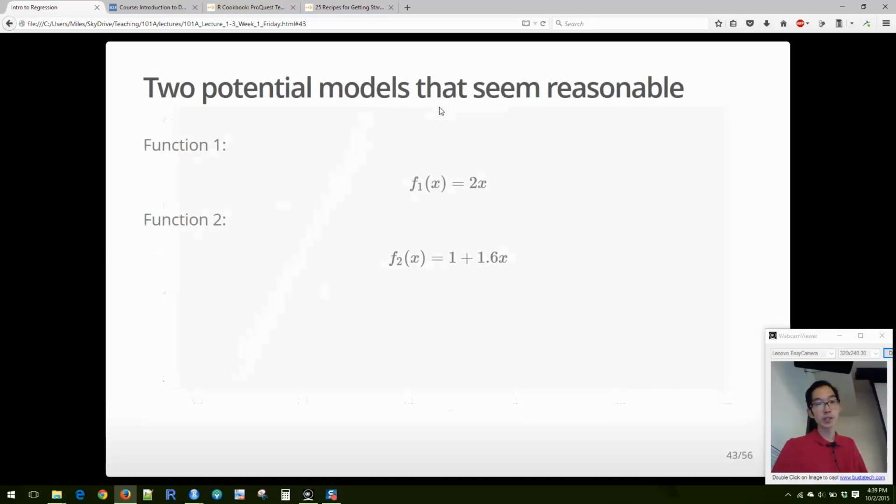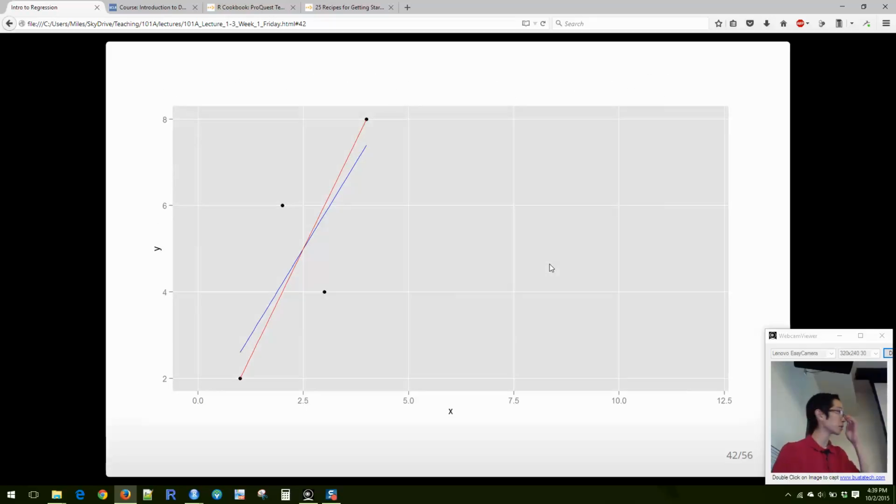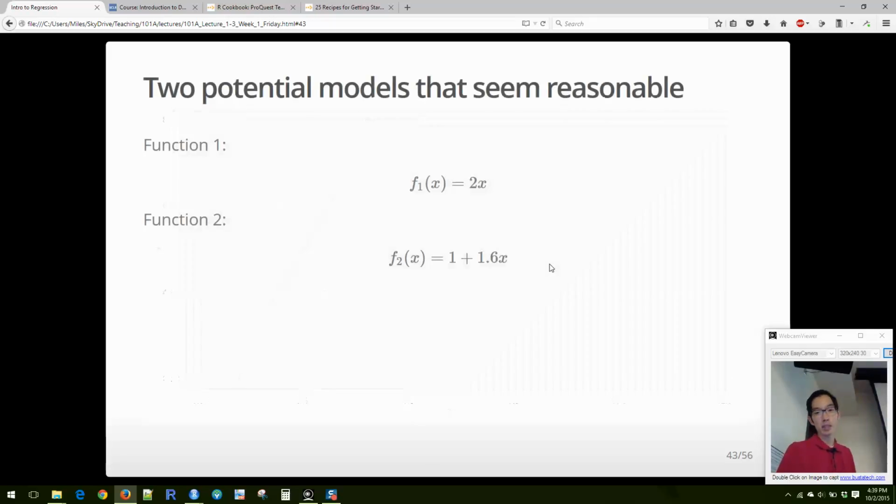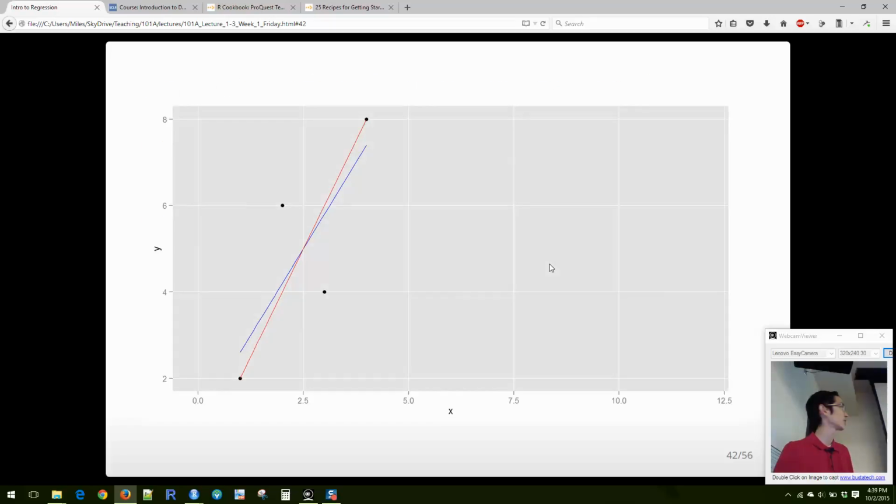And so if we create the equations for these, we have f of x, or y, is equal to 2x, and the other one is 1 plus 1.6x, okay? So 1.6x is the blue line, and 2x is the red line. Do you guys have a gut feeling as to which one's better, or what you would draw? Red, blue?